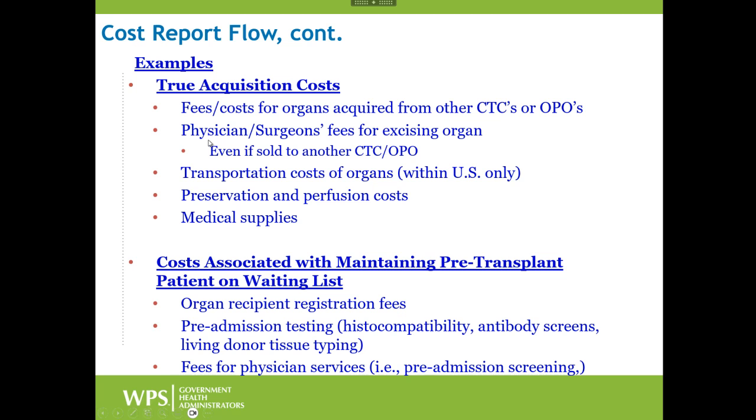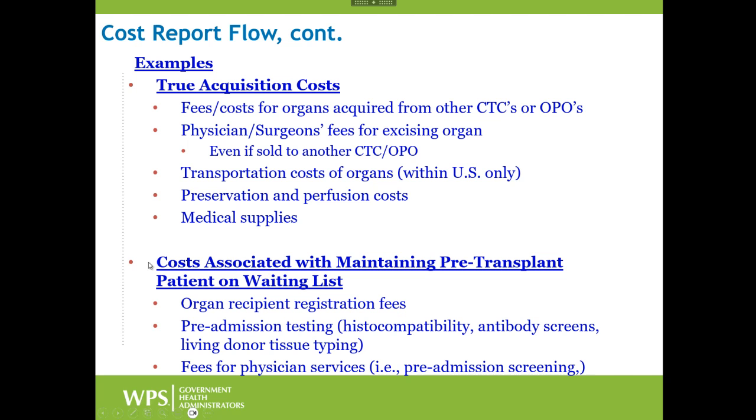Any physician or surgeon's fees for excising the organ. Now, again, we need to stress here that we're talking about acquisition. It might be sold to another certified transplant center or OPO. That's fine. But any fee for your physician or surgeon for excising the organ needs to be included here. Transportation costs of the organs within the U.S. only. And, of course, with transportation comes preservation and perfusion, which is kind of cold storage, if you will. And medical supplies would come into play here.